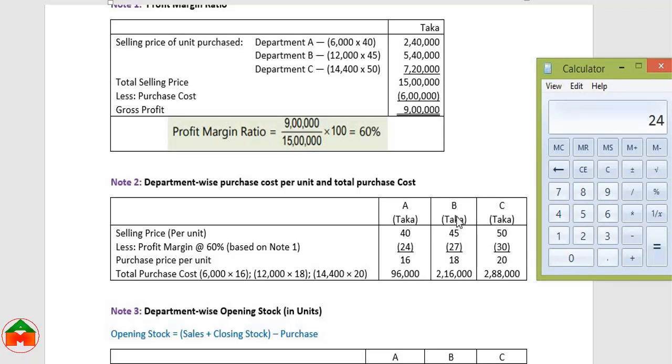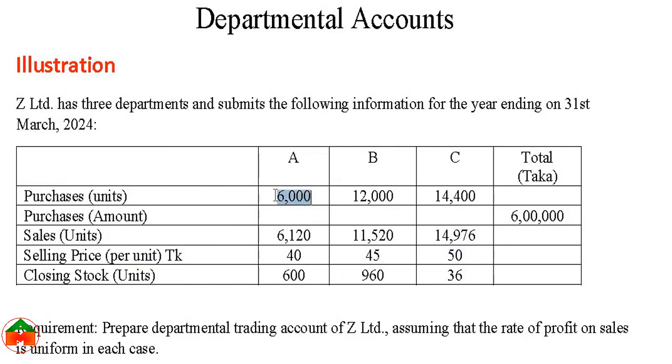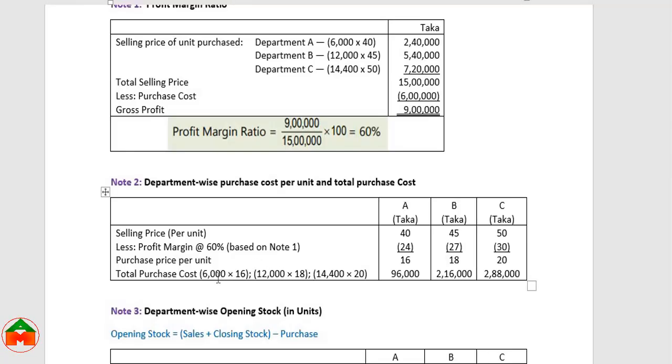And for department B, the cost price is 18, and for department C, the cost price is 20. Now we will get the purchase cost. As you can see from the question, the purchase amount is 6,000, 12,000 and 14,400 for department A, B and C. We will multiply this 6,000, 12,000 and 14,400 with the cost price. As you can see, the cost price for department A is 16.